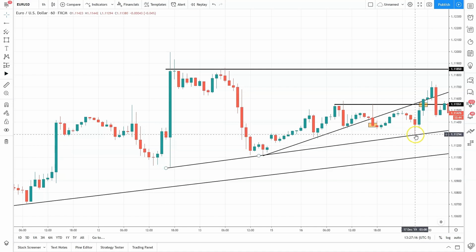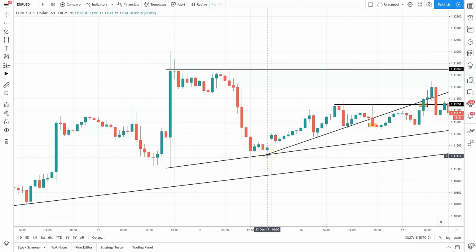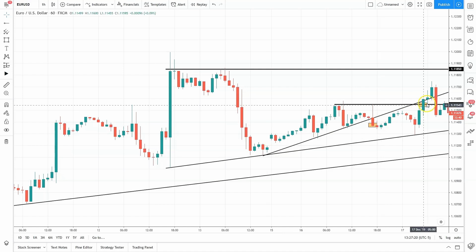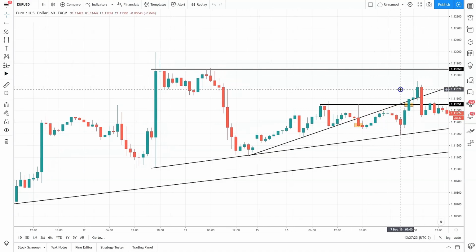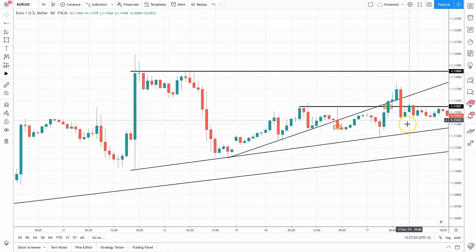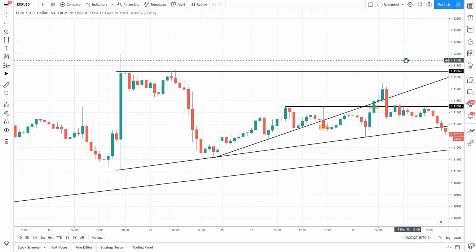Now, if we get back down to these lows, guess what's happening to our profits? We're in profit on both positions. So let's see what price does. Keep in mind that this is our neckline right here.